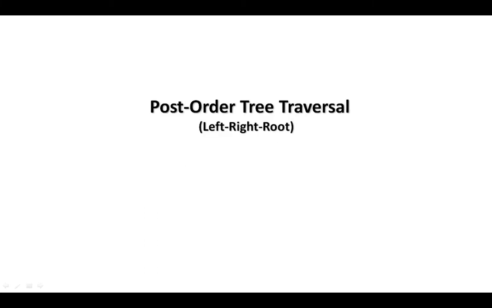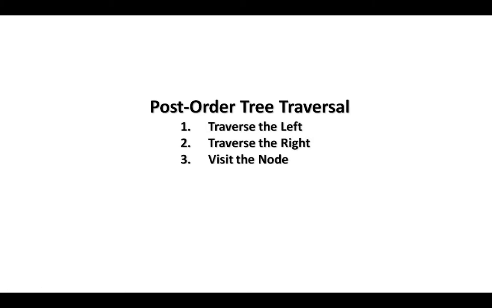In post-order tree traversal, first we traverse the left subtree, then we traverse the right subtree, then we visit the root. That means post-order tree traversal can be broken down into three steps. First, traverse the left subtree, second, traverse the right subtree, and finally, visit the node.